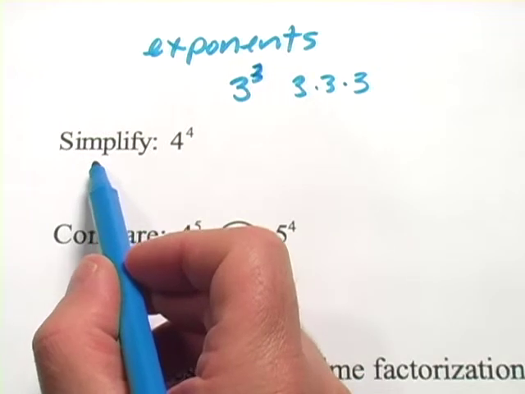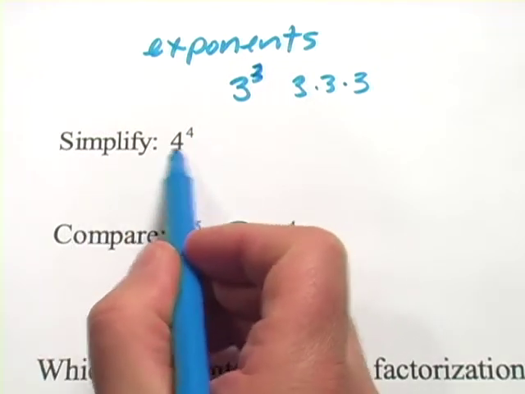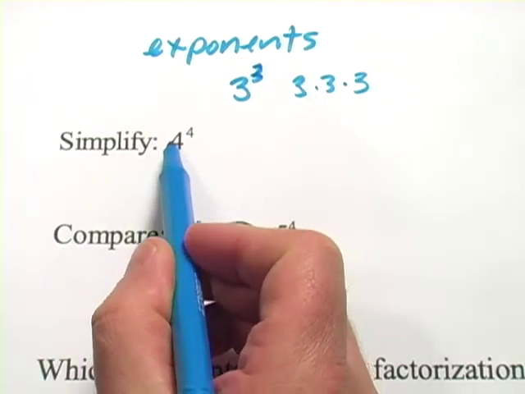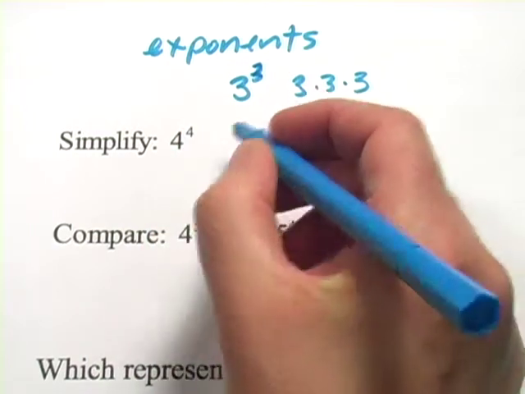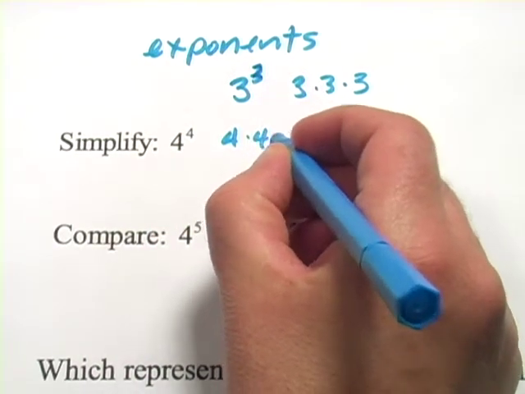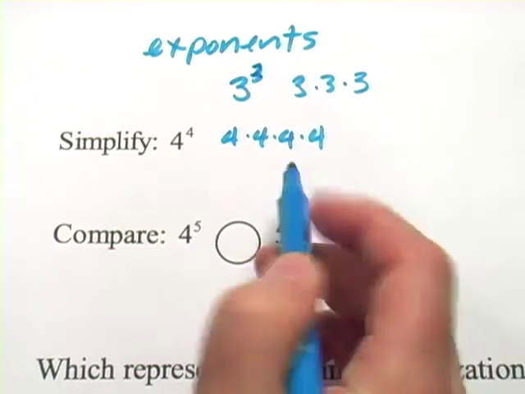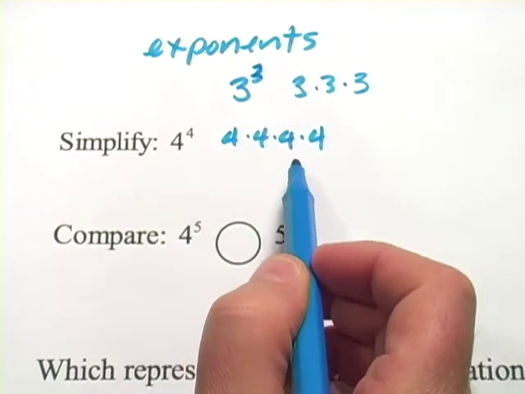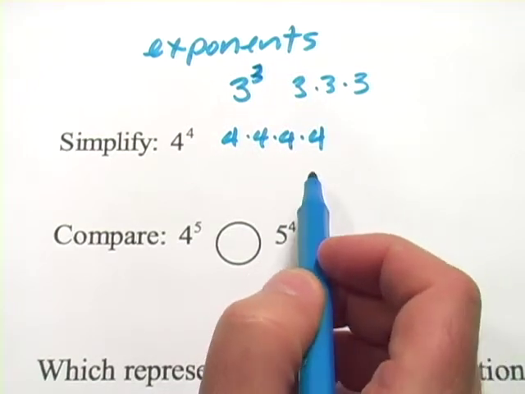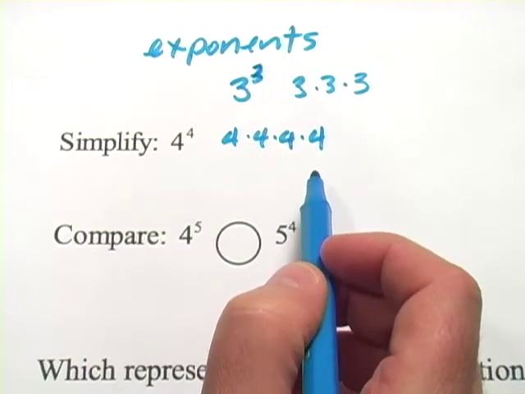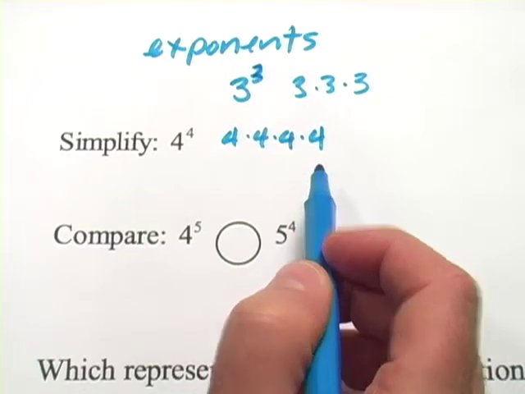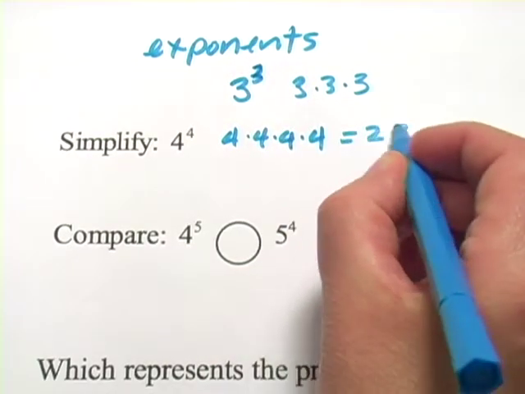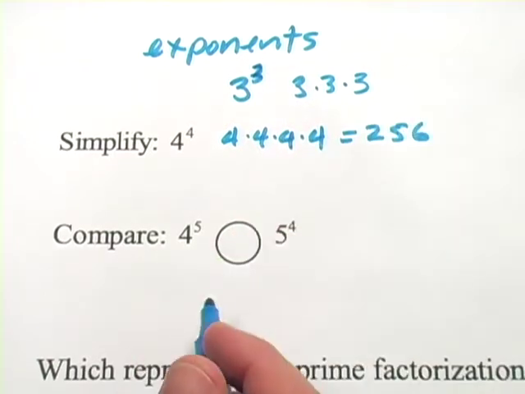The first one says simplify, and really what that means is they want you to calculate what this is. And we have 4 to the 4th power. That is 4 times 4 times 4 times 4. So you could punch that into your calculator, 4 times 4 times 4 times 4, and hit equals, and you'd find out it's 256. I guess I'd better try that. Yeah, that's 256.